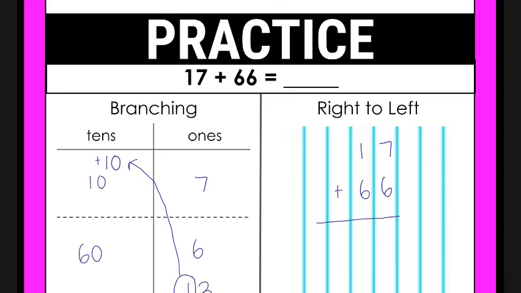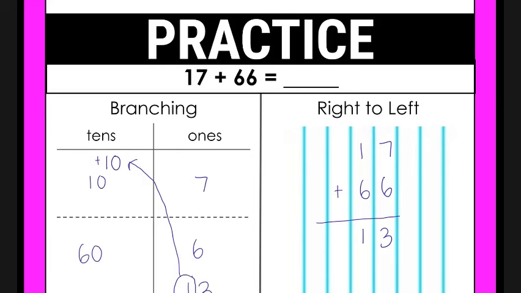So let's come over and do that step from right to left. So I'm adding 7 plus 6. And we just said 7 plus 6 equals what? Equals 13. So I'm going to keep my ones lined up in my ones column and my tens lined up in my tens column. Now let's come back over to branching.